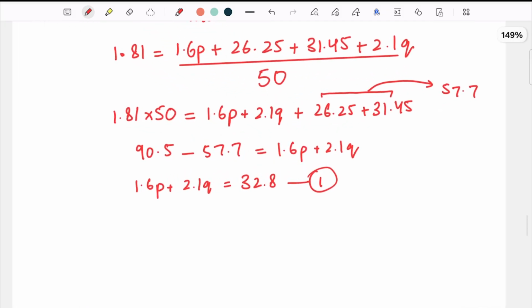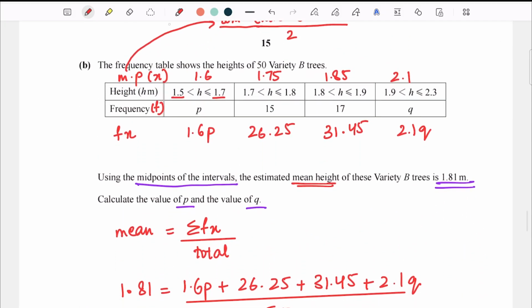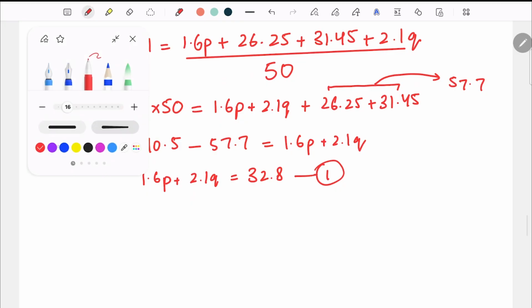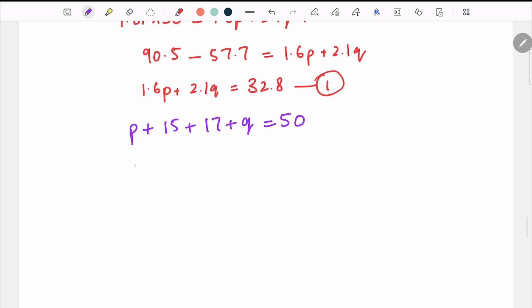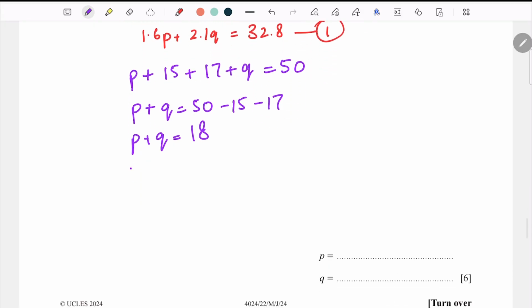Now in order to find the second equation, we'll basically use the question. It is stating that there are 15 total varieties, and here p is given, 15, 17 and q, all of these should be equal to 50. So the second equation will be p plus 15 plus 17 plus q is equal to 50, and that is p plus q is equal to 50 minus 15 minus 17, and p plus q is equal to 18. I'll make p the subject of the equation. p is equal to 18 minus q. This is our second equation.